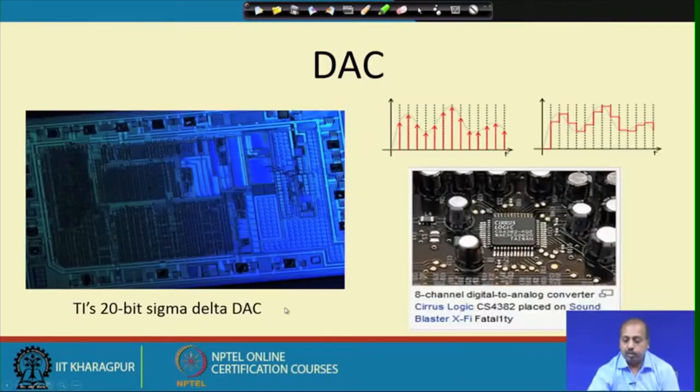Similarly, this is another commercial DAC. This is TI's 20 bit sigma delta DAC, and this is an 8 channel DAC from Cirrus. So, essentially what is happening is, this light colored signal is the analog signal that we have.